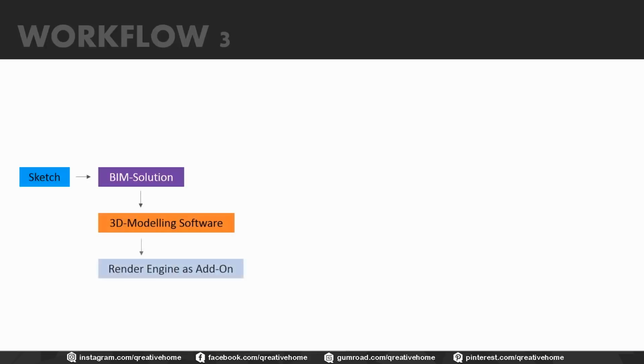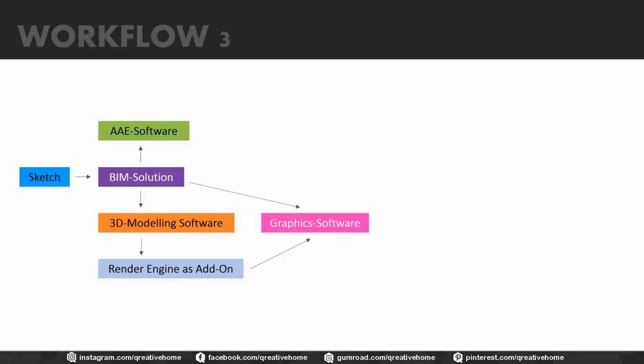In this case we have 2 new components. The sketches are now rebuilt in a BIM software, where you directly build in 3D, but you're using a separate modeling software with render engine to create your visualizations. You also have a professional AAE software which can directly import the data from your BIM software. You're also using an external graphics software to brighten and lay out your plans.